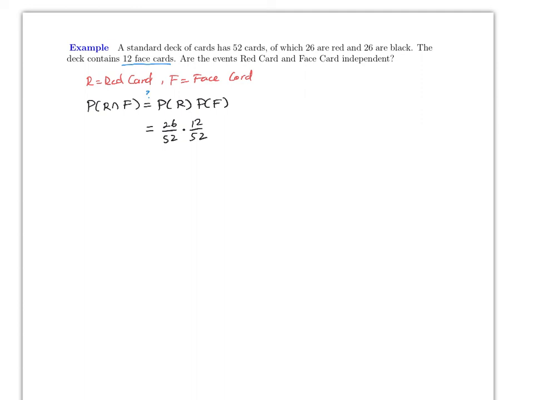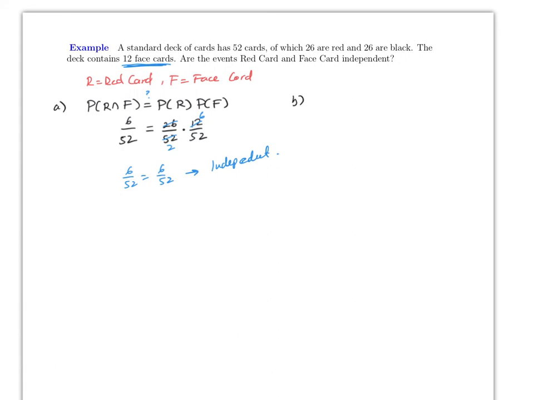Now, since there are 12 face cards, and half have to be red and half have to be black, the probability that a face card is red is going to be 6 over 52. And you can check again by simplifying fractions. This will give you 2 and this will give you 6. You have 6 over 52, which is equal to 6 over 52. So therefore that means that they are independent. Okay, so let's say this is part A.